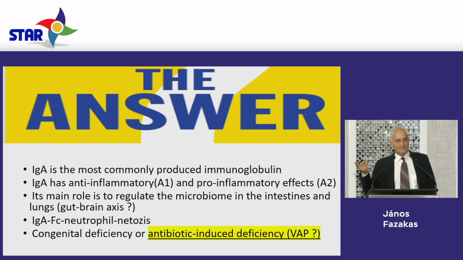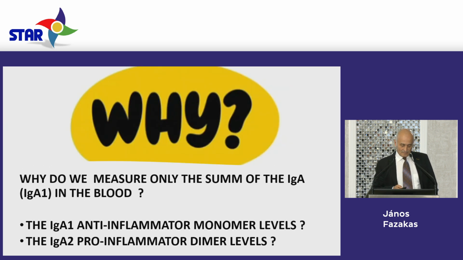So the answer is that the IgA is the most commonly produced immunoglobulin, has anti-inflammatory and pro-inflammatory effect according to whether it is a monomer or dimer, and regulates the microbiome in the intestines and in the lungs. And if we use it to play a role in the inflammation, then it goes on the neutrophils NETosis.